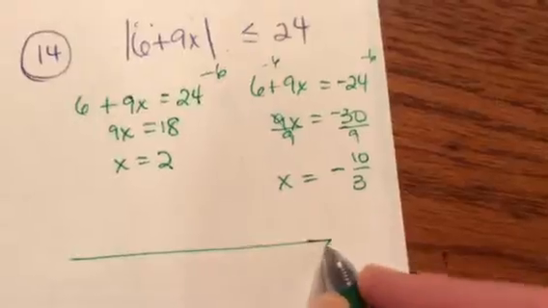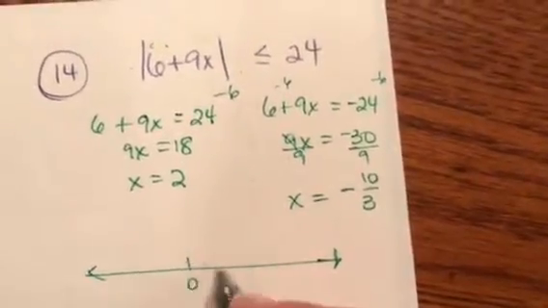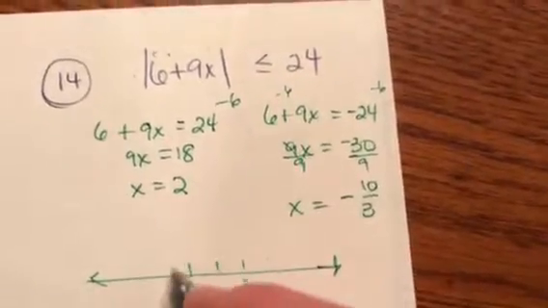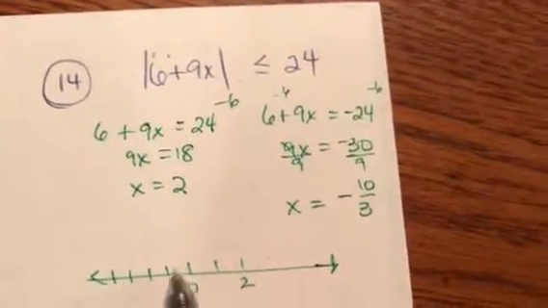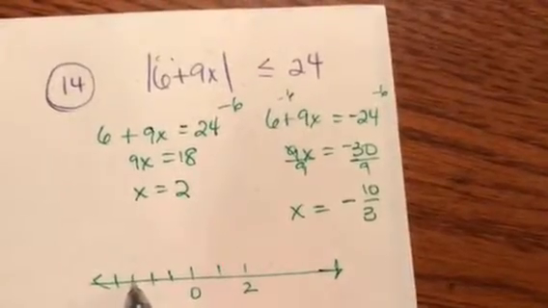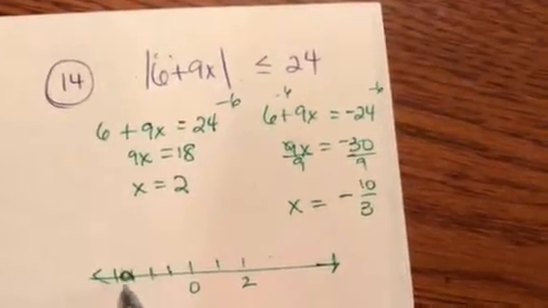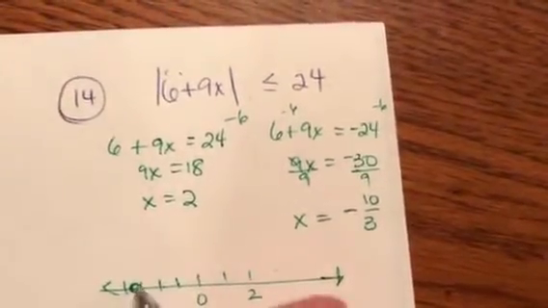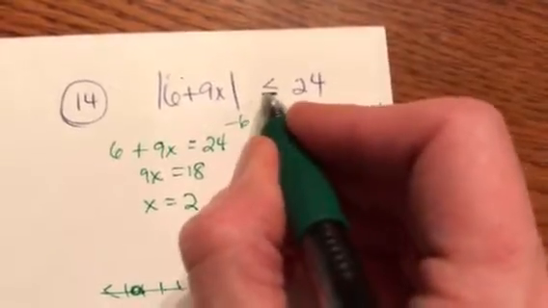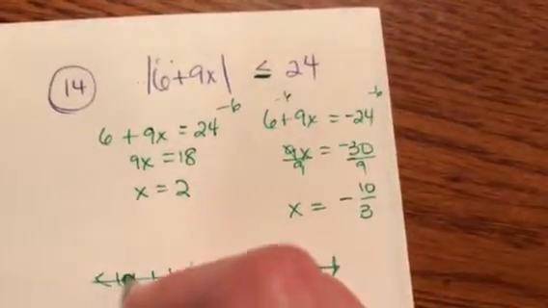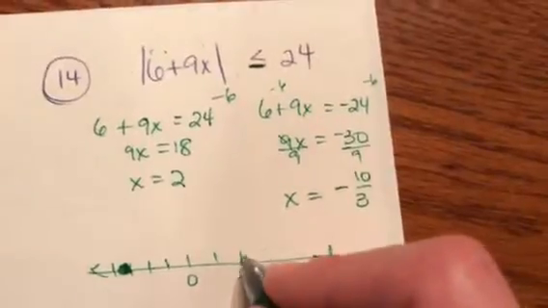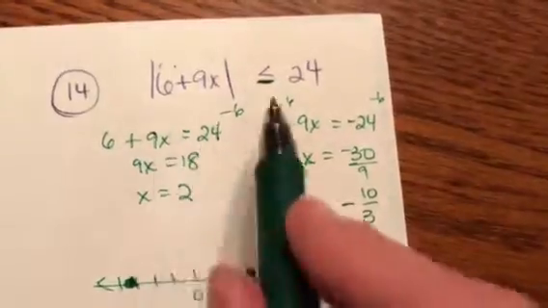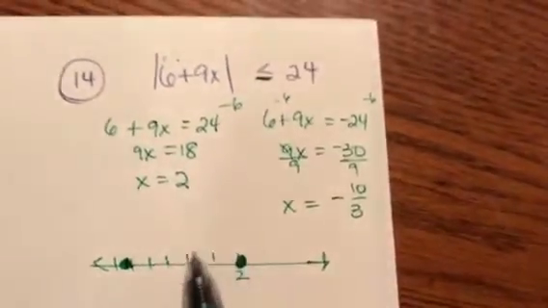So again, when you get ready to graph this, here's 2. I don't care about everything else. Negative 10 thirds, you're going to have to approximate that. But there's negative 1, negative 2, negative 3. That's negative 3. It's about right there. Now you need to decide if these are going to be open or closed points. Since it's or equal to right there, I'm going to close them up. So I'm going to close it at negative 10 thirds, and I'm going to close it at 2. So that's how you find your key points. You pretend it says equals just for a minute and then solve.